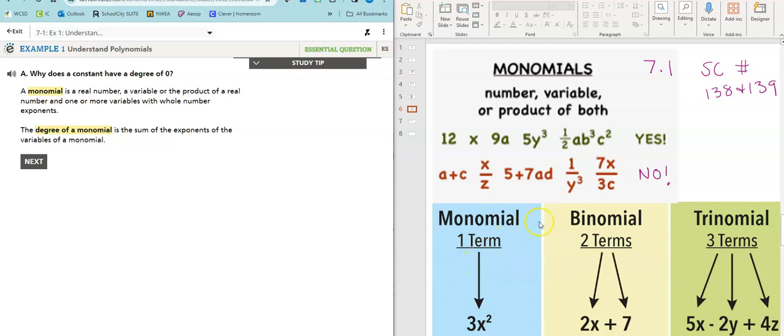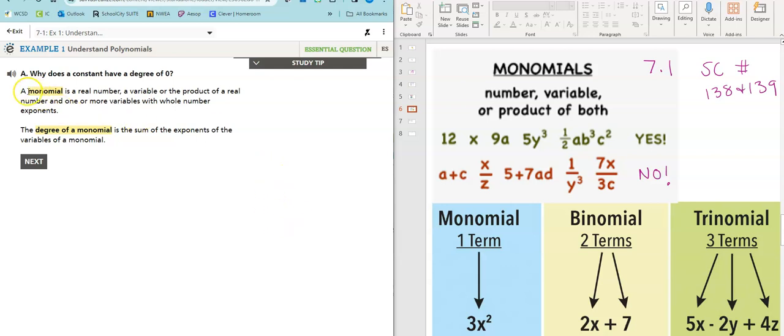Hello and welcome to 7.1, where we're going to look at polynomials. So we are on our student companion pages 138 and 139. Let's dive in. This is going to have a lot of vocabulary words to start, so get your pencil ready to take some notes.